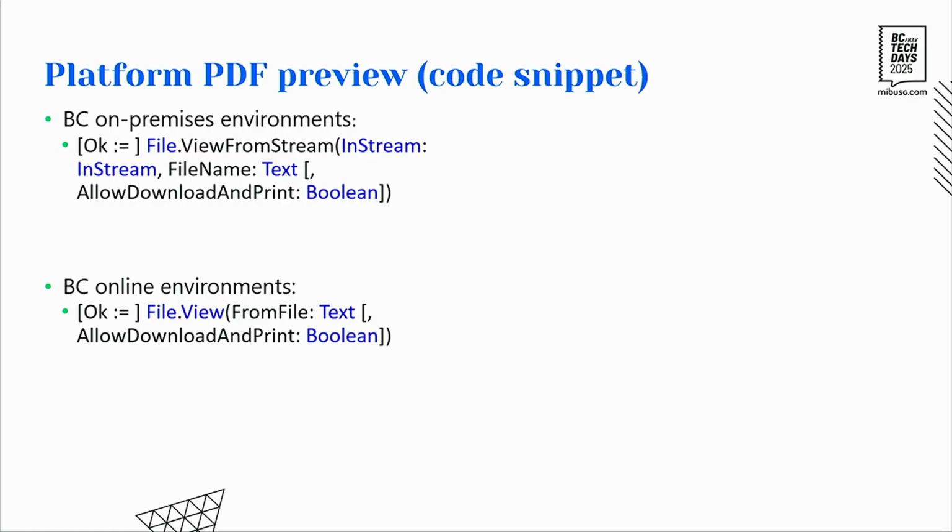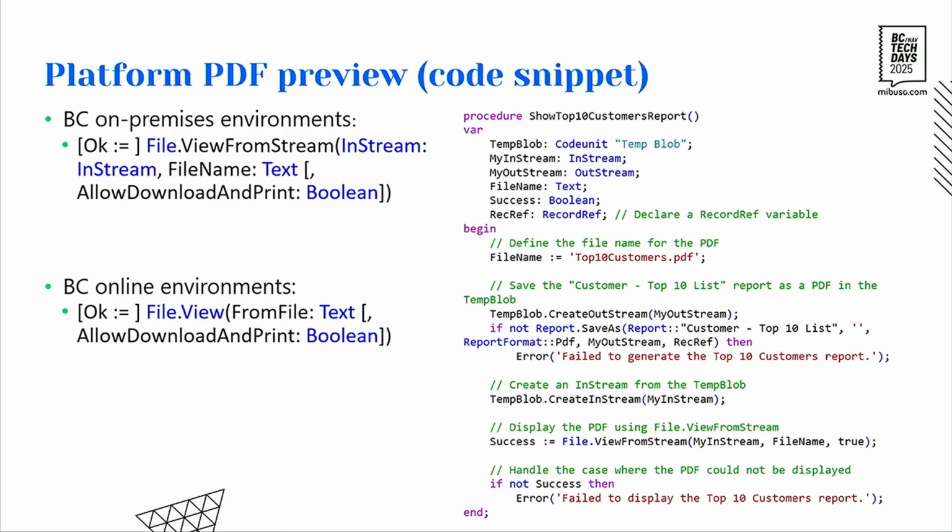One for BC on-prem, where you can use the file view from stream procedure, and then just apply the in-stream, the file name. And in BC Online environments, you can use a very similar procedure called file view, where you define from what file you are looking to view this from.